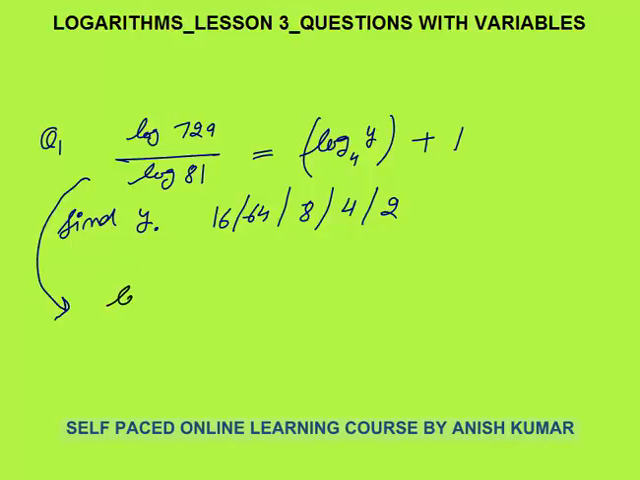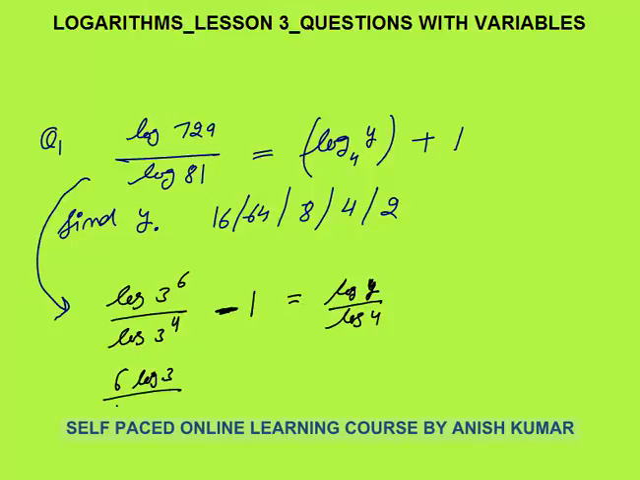Log 729, can I say this is 3 power 6. Log 81 is 3 power 4. Minus 1 would be there because plus 1 will become minus 1 here. This will become log y upon log 4. As log n to the base a can be written as log n upon log a. So this power, we know, will come forward. This will become 6 log 3 divided by 4 log 3 minus 1.